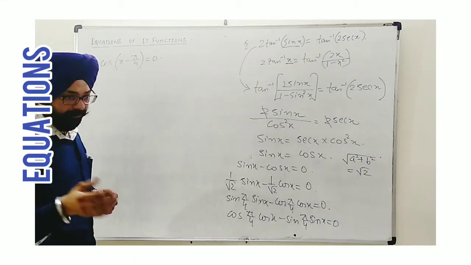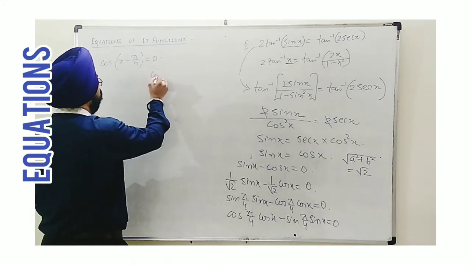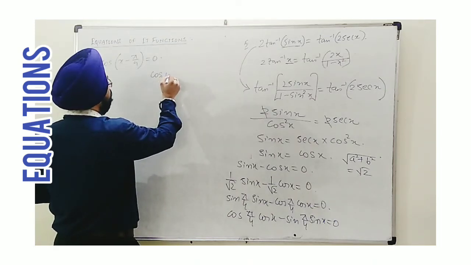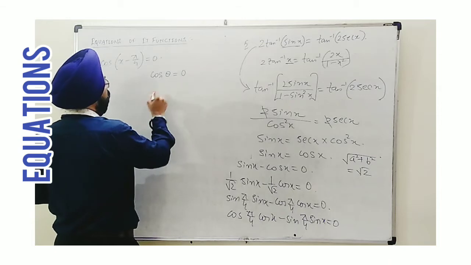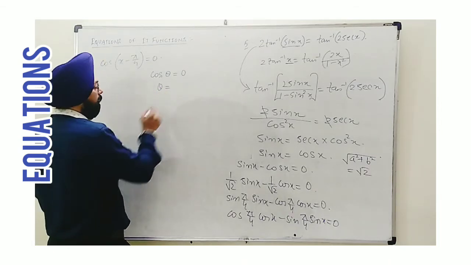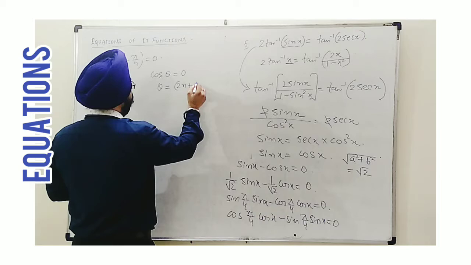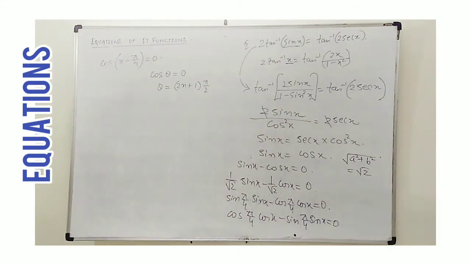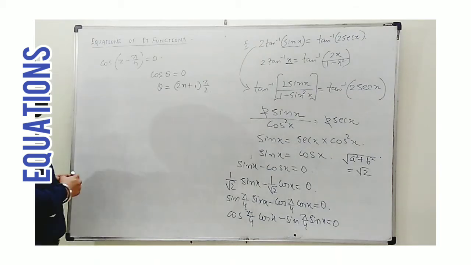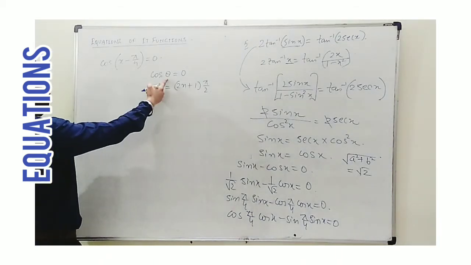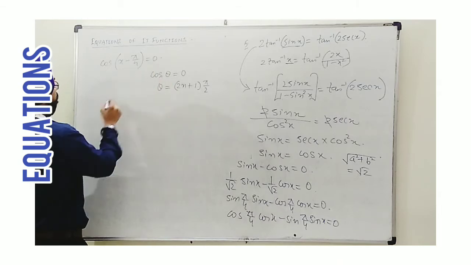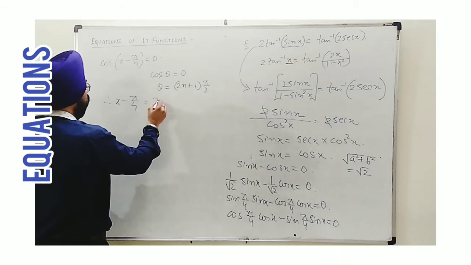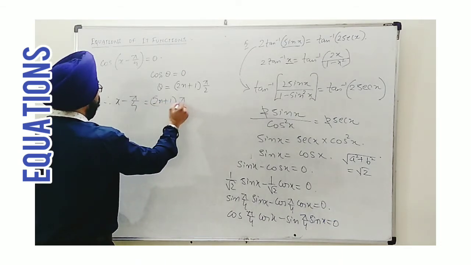Now from 11th standard, earlier classes, if you know, whenever we have cos theta equal to 0, then the general solution for this is written as 2n plus 1 pi by 2. I hope you remember. Now, following this pattern, here the value of theta is this bracket, and 0 is given on the right hand side. We will write x minus pi by 4, the theta, equal to 2n plus 1 pi by 2.